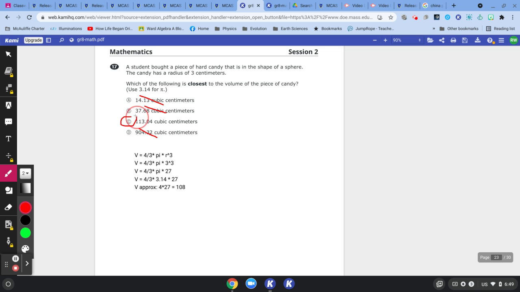And you can go ahead and test it out with a calculator and see what you would get if you actually multiplied 4/3 times 3.14 times 27. But I assure you that that is the answer, because our estimate is a little bit lowballed, just a little bit, and we get 108. 4/3 times 3 is 4. 4 times 27 is 108. So we're going to be a little higher than that because I lowered 3.14 to 3. So this is what we will get.